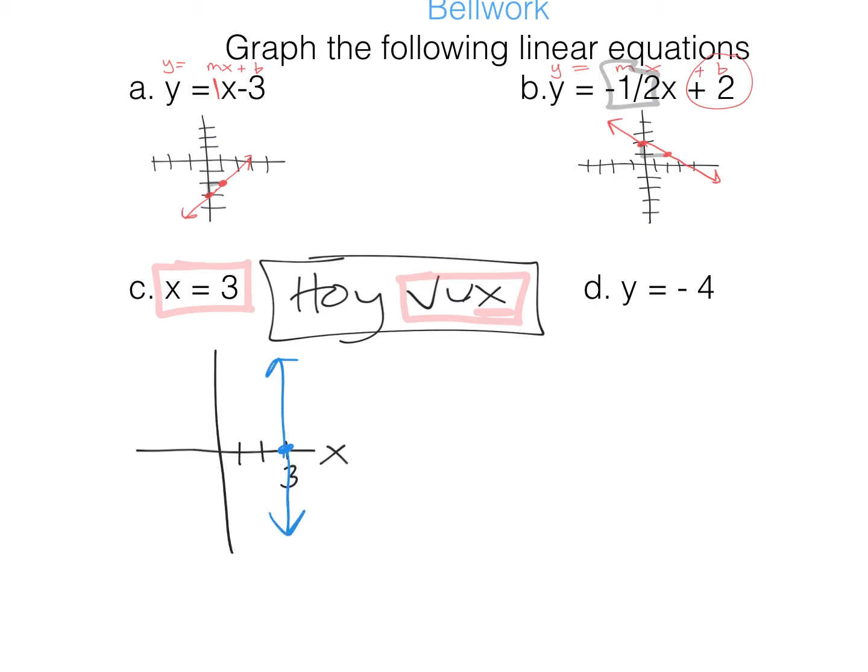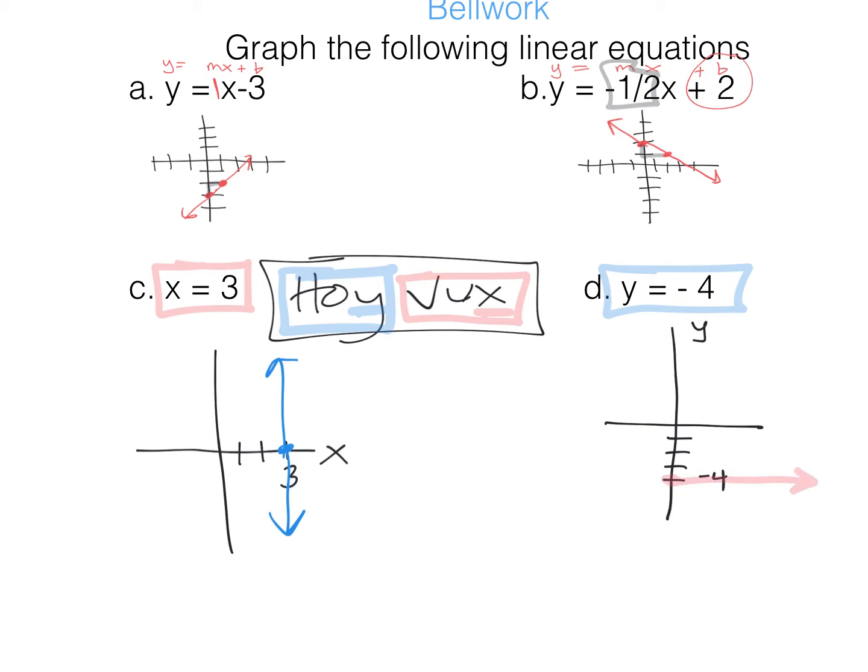When I'm taking a look at part D, I've got y equals a number. So I'm going to go on the y-axis down to -4. And because it's just y equals a number, that goes with H-O-Y, Hoy. It's got to be a horizontal line. So in this case, I'm going to make a horizontal line at y equals -4.